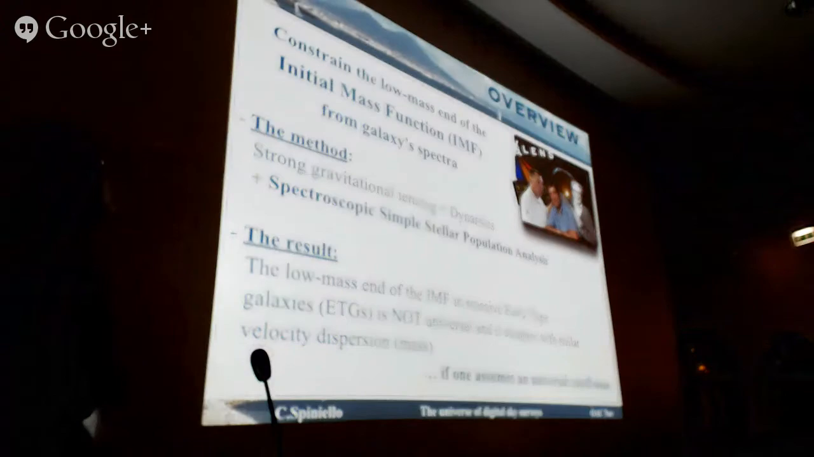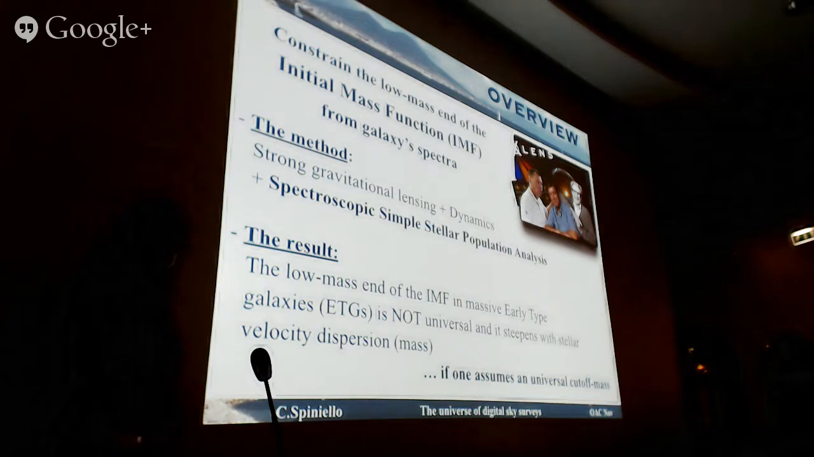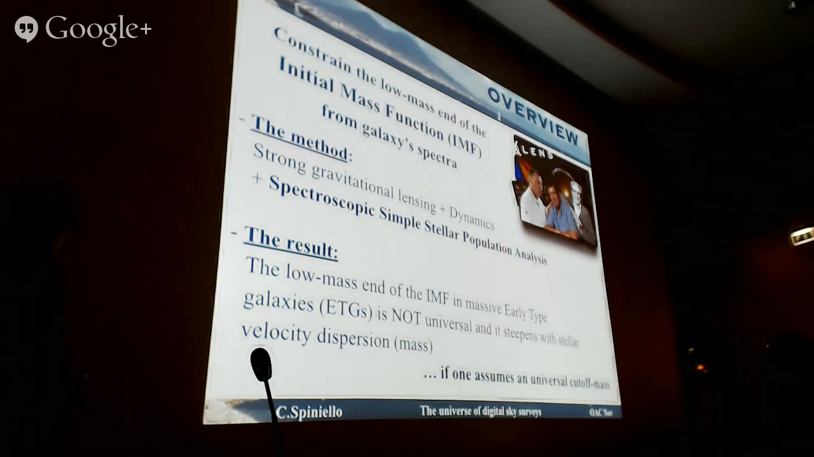So let's get started. This is an overview of my talk. I'll show you how to constrain the low mass end of the initial mass function directly from optical galaxy spectra. I'll spend part of my talk explaining the method I'm using. In particular, we're combining strong gravitational lensing and dynamics, which gives us constraints on the total and even stellar mass within an aperture. And I'm combining those results with spectroscopic simple stellar population models. So far, we've been using line index measurements, but there's a future work plan to move to a full spectral fitting code, in particular collaborating with Claudia Marston here in the audience.